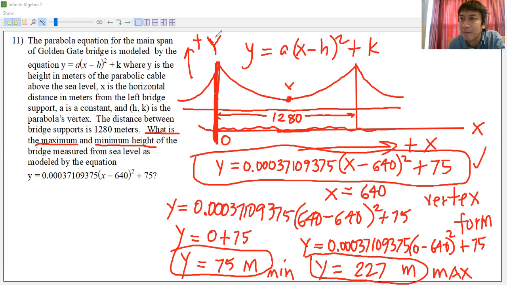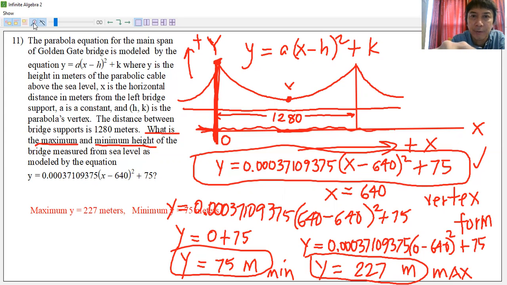So replace the x with 0, you'll be measuring from here. And that's the distance from the reference. So if that's 0, you'll get the measure of the support. That's the maximum height from here up to the sea level there. And so the answers are 75 meters and 227 meters. Just use your calculator there. So we have the maximum at 227 and minimum at 75 meters. You can see that over here.